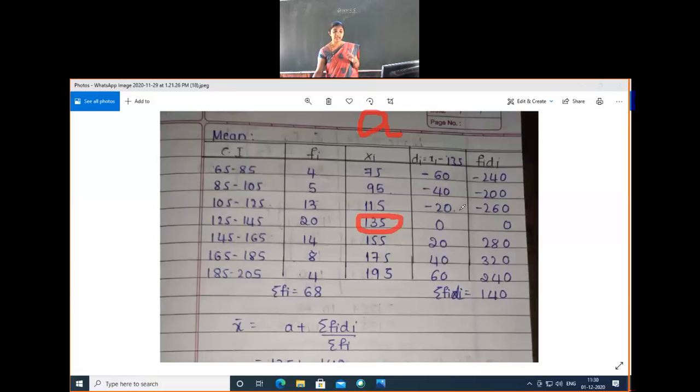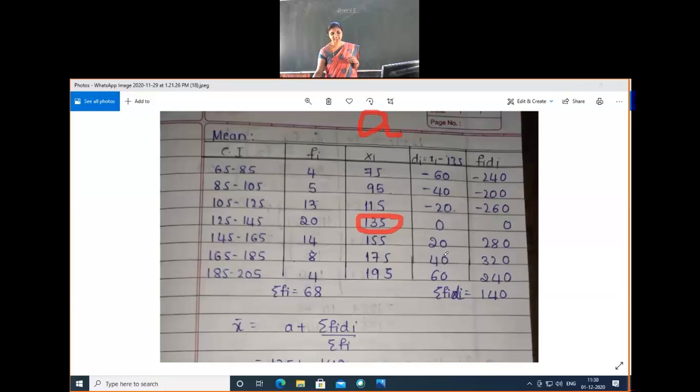The assumed mean we are representing by the letter small a. So then Xi minus a: 75 minus 135, that is minus 60. 95 minus 135, minus 40. 115 minus 135, minus 20. Here 135 minus 135 is 0.